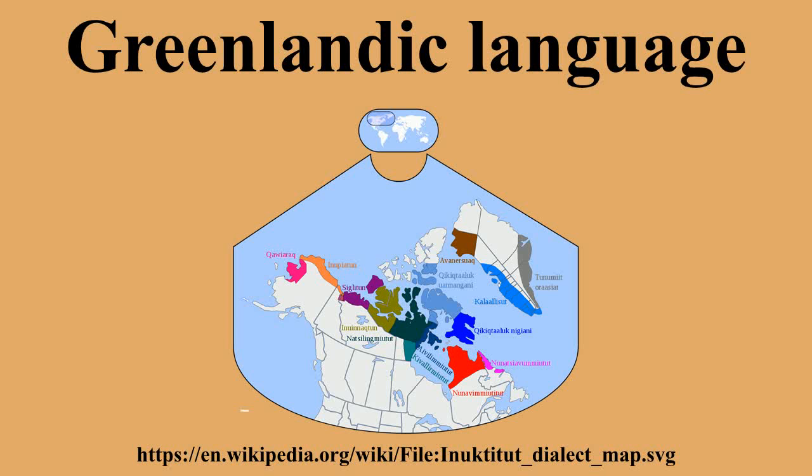The second variety is Tunumiit oraasiat or East Greenlandic. The Thule Inuit of Greenland, Inuktitut or Polar Eskimo, is a recent arrival and a dialect of Inuktitut.